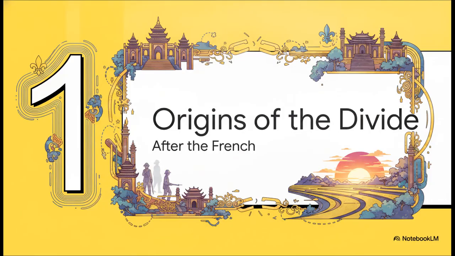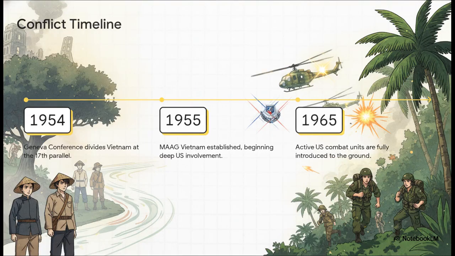Part 1. Origins of the divide right after the French exit. This conflict didn't just appear out of nowhere. It actually grew right out of the ashes of the First Indochina War. Back in 1954, after French colonial rule collapsed, the Geneva Conference temporarily split Vietnam right at the 17th parallel. So you had the communist Viet Minh up in the north and a Western-aligned government down in the south.